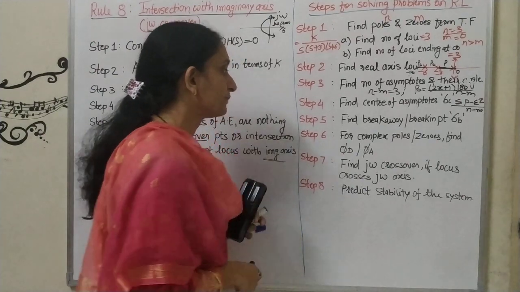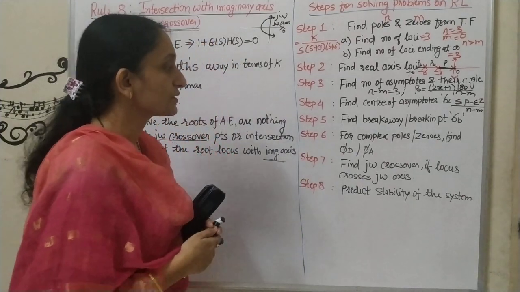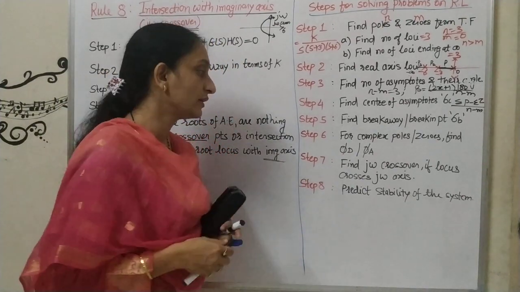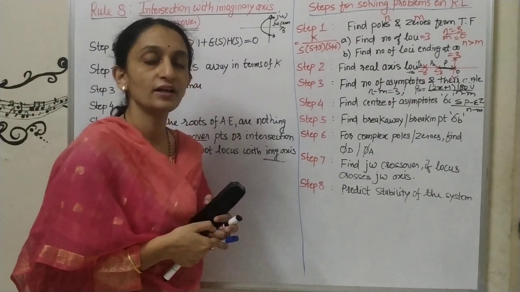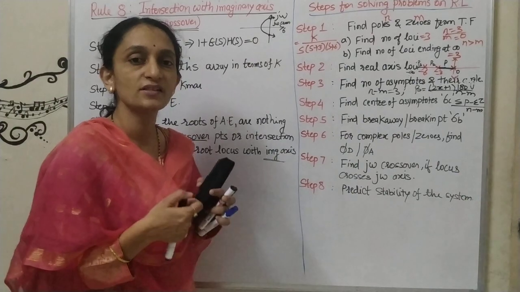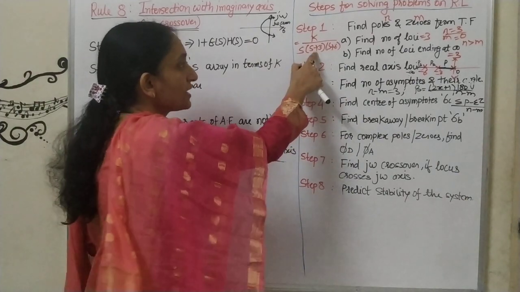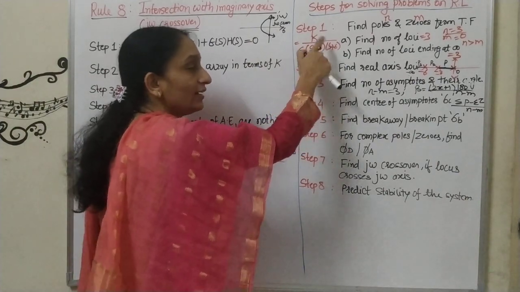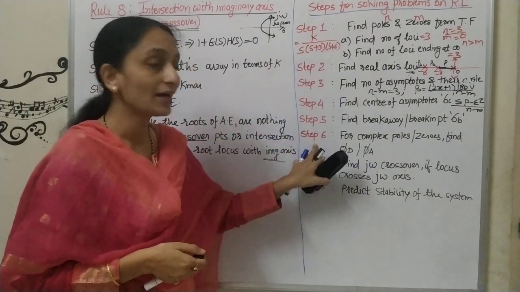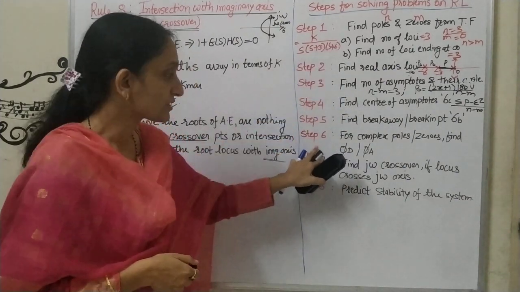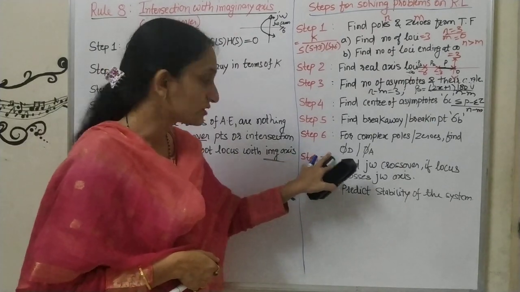Step number 6, for complex poles and zeros find phi d and phi a. In the previous lecture we have seen phi d and phi a are generally calculated if complex poles and complex zeros are present. In this transfer function you can see that all are real poles, so for this transfer function there is no need to calculate this step. This step is calculated only for complex poles and zeros.